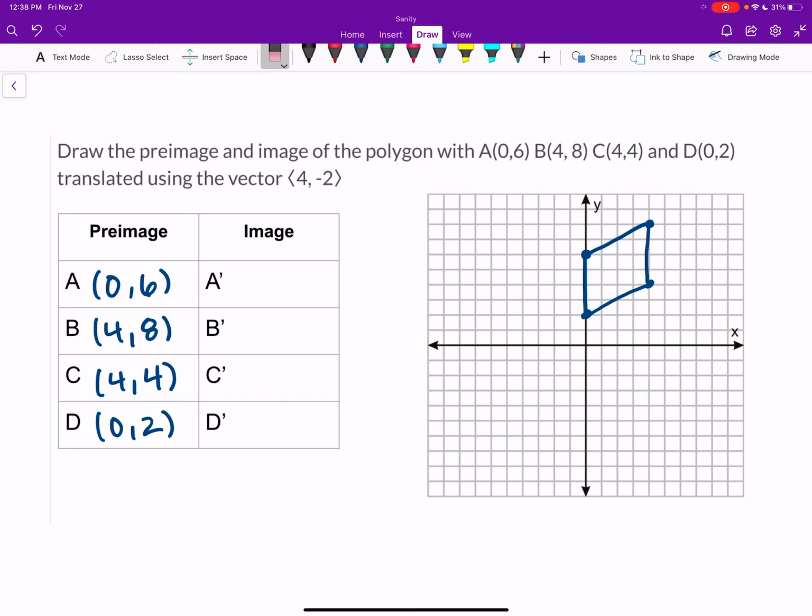All right, draw the pre-image and image of a polygon with these points. Those are our pre-image points. I already have them graphed and I put them in the table. And we're going to translate them using the vector <4, -2>.